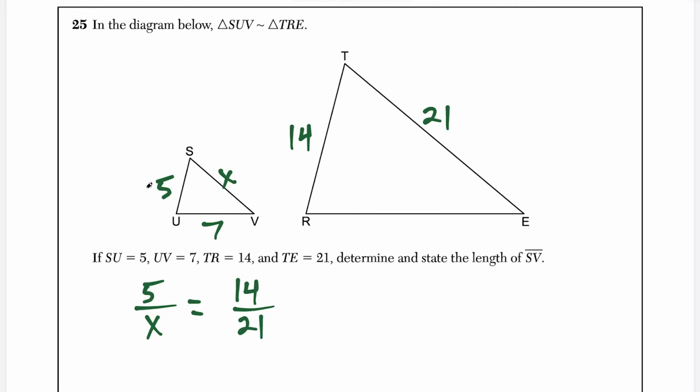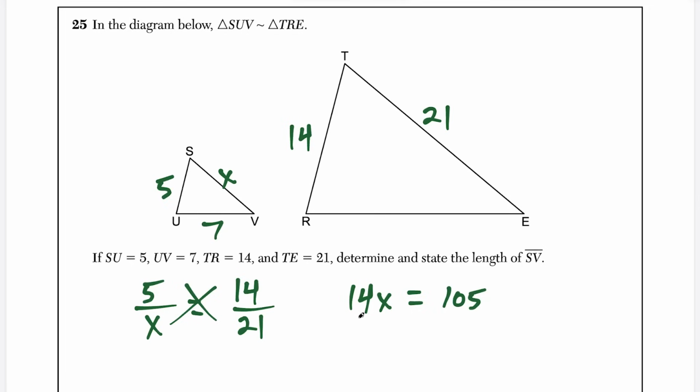So if I'm comparing left side over right side, then I have to set up left side over right side in the next triangle. And now from here, I could just solve for x. So I'm going to do cross multiplication here. So I'm going to do 14 times x is 14x. And then I have 21 times 5, and that gives us 105.